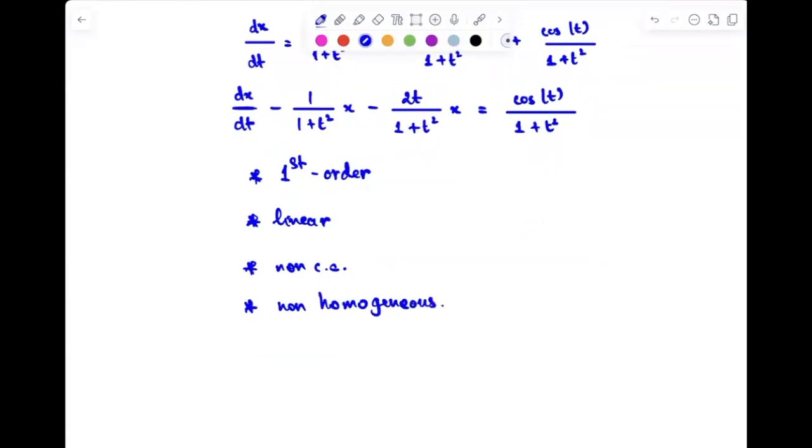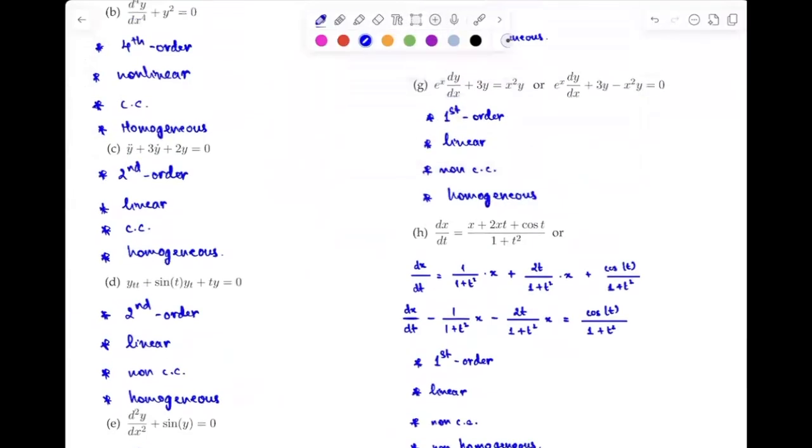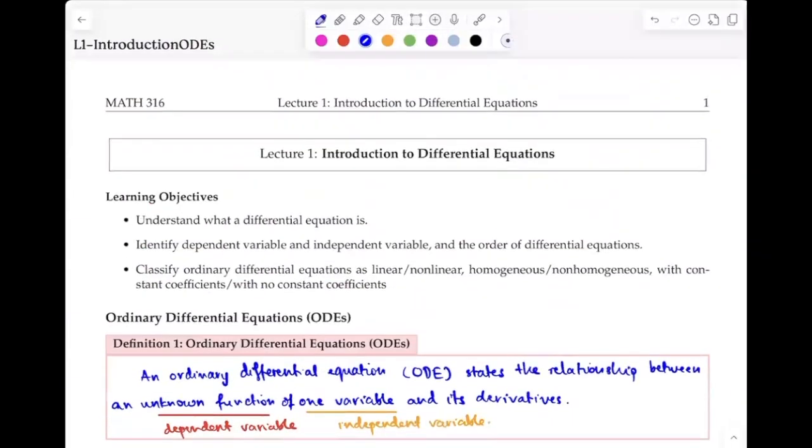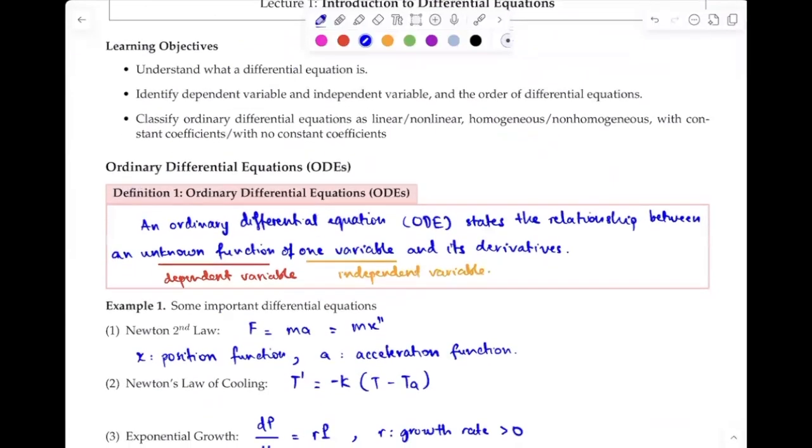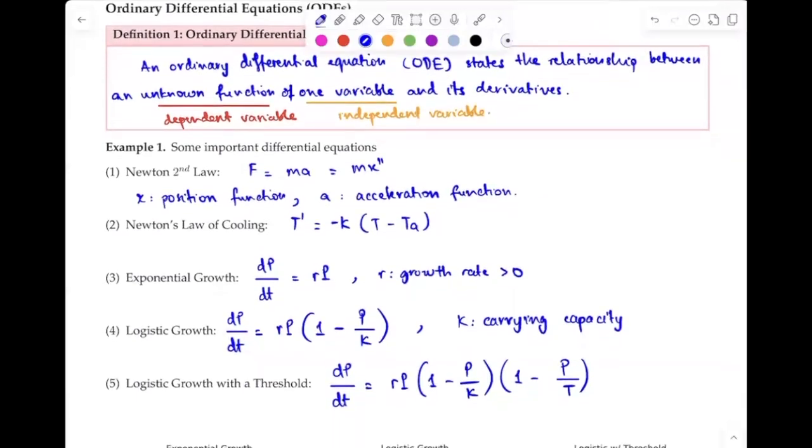All right, so that's it for me for today's lecture. In this lecture, we talked about the definition of differential equations. A differential equation is an equation that states the relationship between an unknown function or dependent variable and the independent variable, and of course, in the equation you have some derivatives as well. We went over some of the common and more famous differential equations.